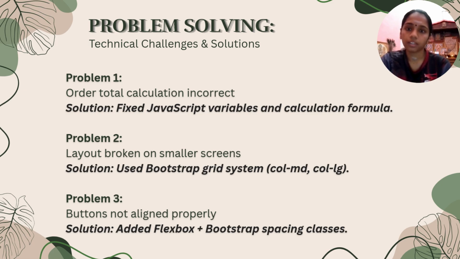Now the problem solving, the technical challenges and solutions that we took. During development, we encountered several challenges. For instance, our initial order calculation was incorrect, which we fixed by refining our JavaScript variables. We also faced layout issues on smaller screens, which were resolved by correctly applying the Bootstrap grid system. And lastly, buttons were not aligned properly, so we added flex box and Bootstrap spacing.